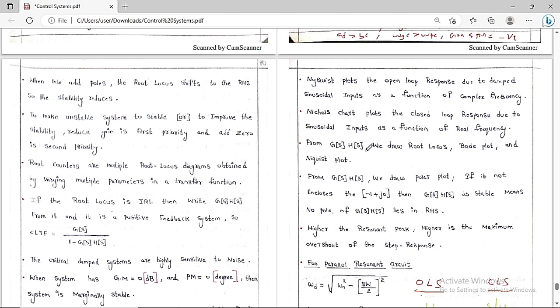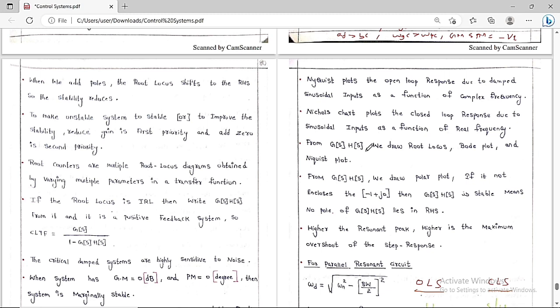So this you always have to keep in your mind: the Bode plot, the polar plot, and the Nichols chart. These three plots are going to consider only the real frequency, whereas the Nyquist plot is going to consider the complex frequency. Next point is the Bode plot, the polar plot, and the Nyquist plot are going to do the analysis for the open loop system, whereas the Nichols chart is going to do the analysis for the closed loop system. These points always you have to keep in your mind.